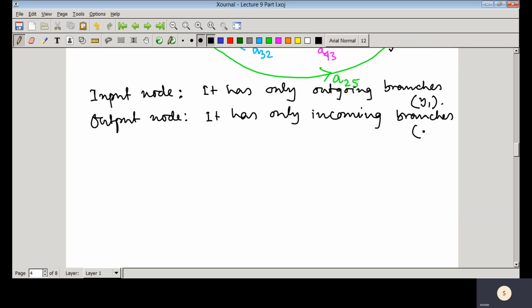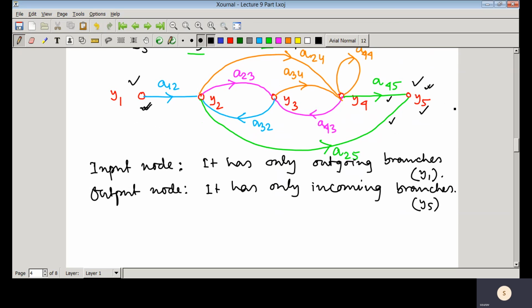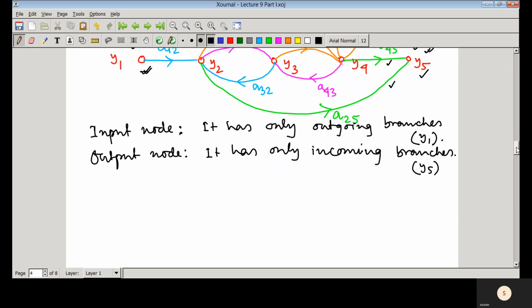It has only incoming branches. So in the above signal flow graph, you can see that Y5 is the output node. Now there is one interesting thing. That means we can make any node, any non-input node, as output node. Let us see what is that.